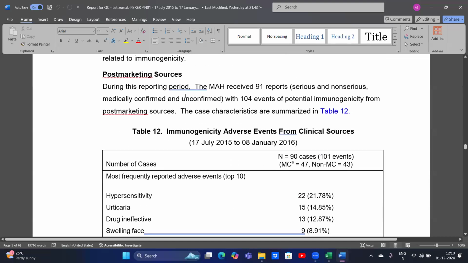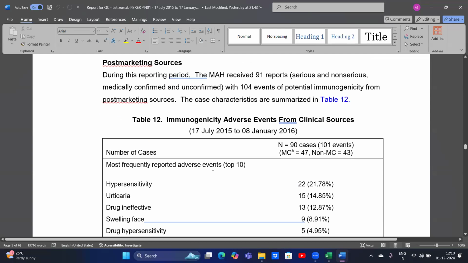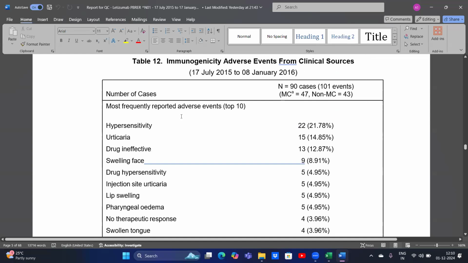See, during this reporting period, the MAH received a total of cases, which they have given. They have given a bifurcation of serious, non-serious, medically confirmed and unconfirmed, with 104 events of potential immunogenicity. The case characteristics are summarized in a table. So the most frequently reported PTs are there. They have taken the top 10.